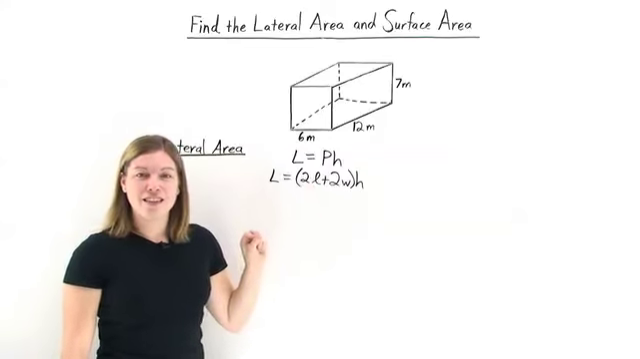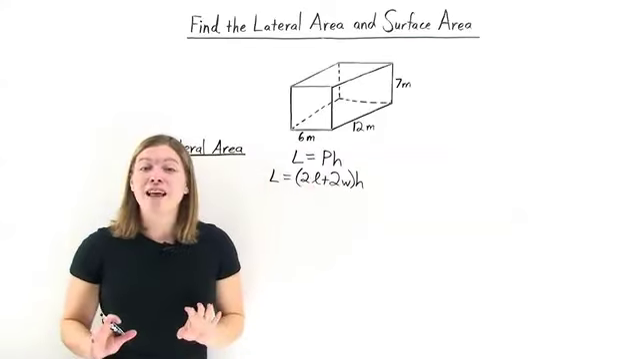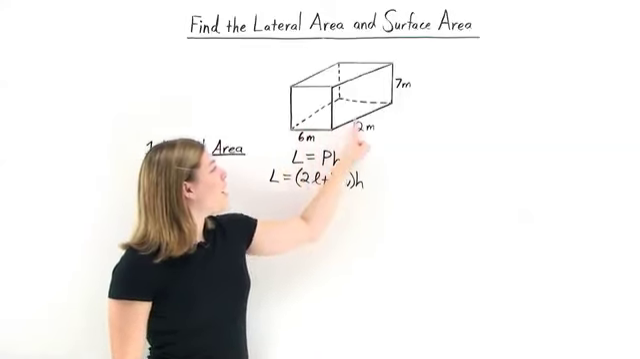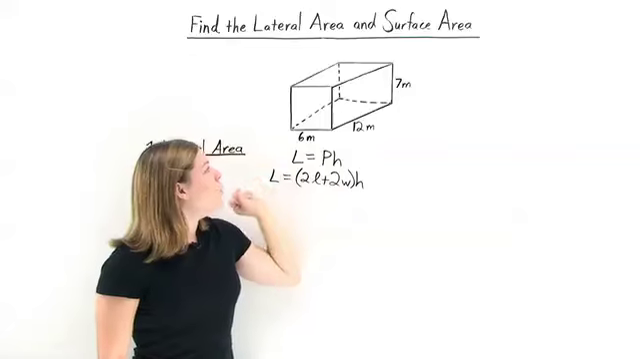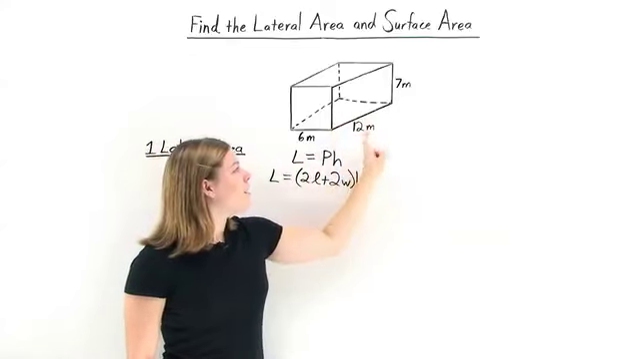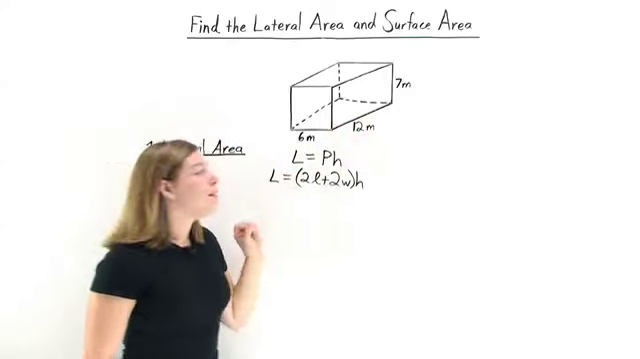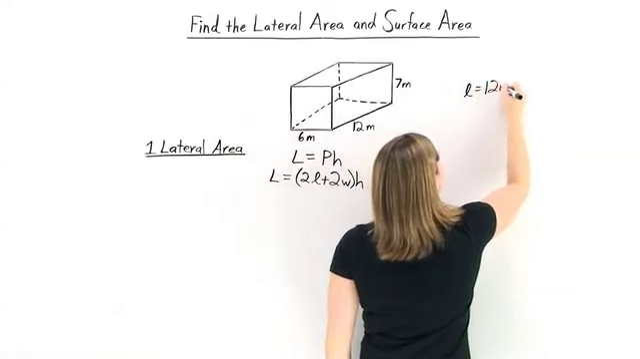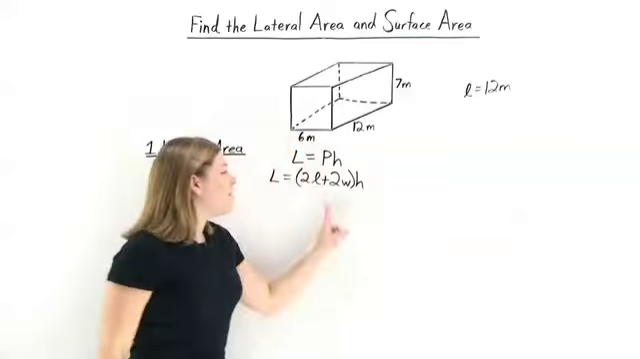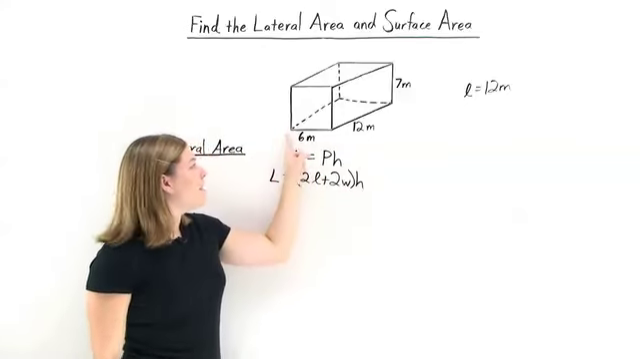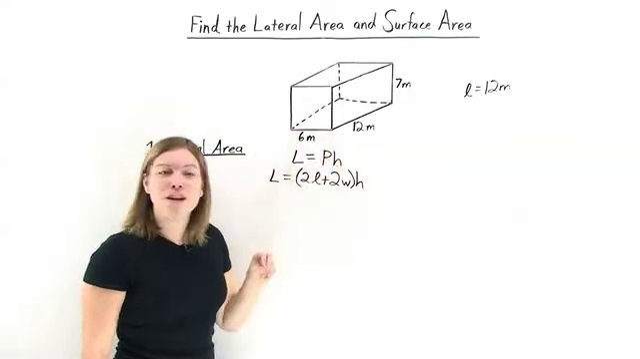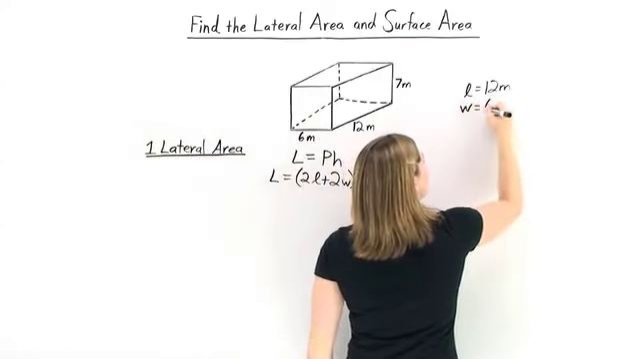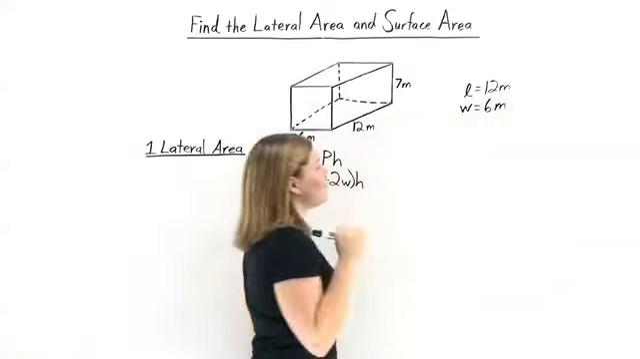First, let's find the length. Remember, this length is the length of one of our bases. So if we take a look at this base right here, we can see that our length is right here, 12 meters, the length of the longer side. So this small l is 12 meters. That means that W, the width of our base, is this measurement here, 6 meters, the shorter of the two sides. So the width is 6 meters.